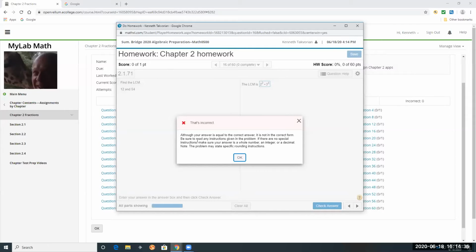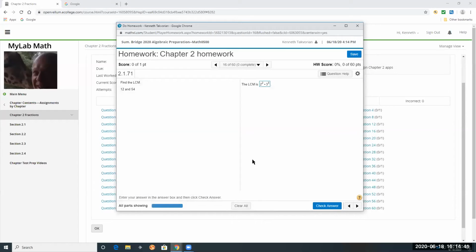And it says, although your answer is equal to the correct answer, it is not in the correct form. Well, what does that mean? I'm going to clear this. What I think they want is a final numerical value. So I need to evaluate 2 squared times 3 cubed, which I believe is 108. Now let's check the answer, and I got it right. So you got to be very specific in how you talk to the computer if you want your answer to be marked correctly.